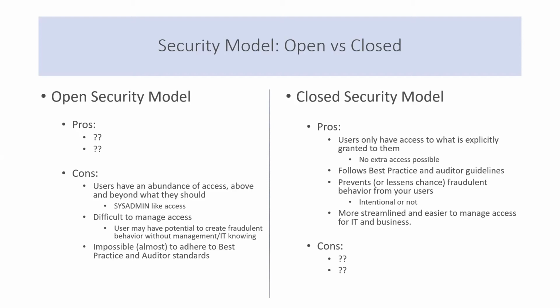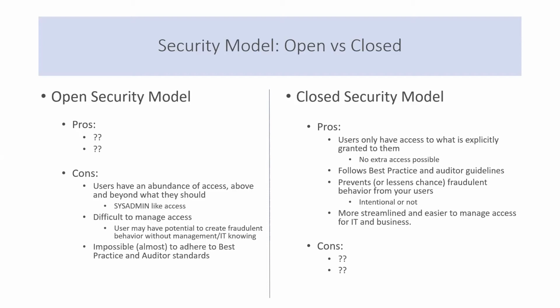Cons, it's difficult to manage access. Users may have the potential to create fraudulent behavior without management and IT knowing. You're looking at the role makeup, the roles assigned to the user, and saying, well, he doesn't have access to journal entries, or to change inventory or sell, any aspect of JD Edwards. Well, in an open model, they will, and you're not going to see it until the damage is done. Even if you're reporting on them, if you're not using a third-party tool and you've built these reports to only look at the roles assigned to the user in an open model, you're going to be reporting fraudulent material because the users actually have more access than that.